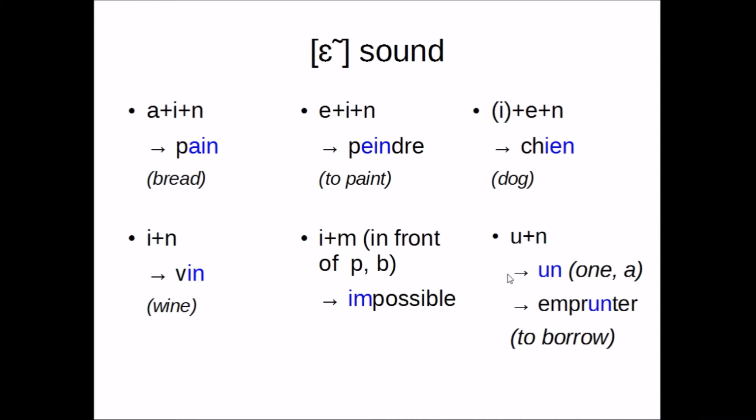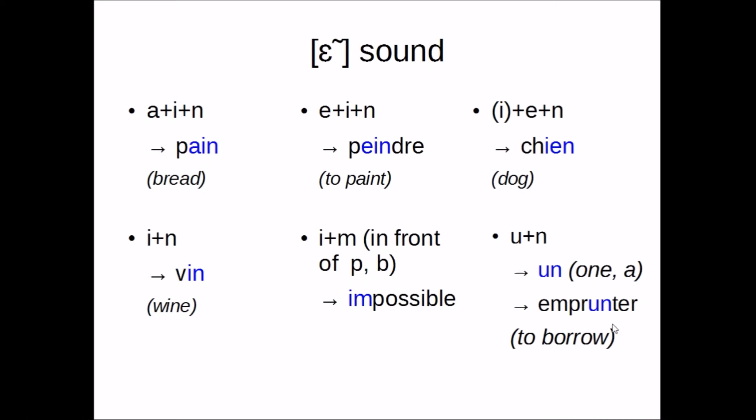The last form of the sound is if you have a U followed by an N, you will say "un" as well. So as in the word un, which means one, as in 1, 2, 3, 4, 5, or it can also mean a, meaning, for example, a table. No, not a table because it's feminine. A computer. In French, it's un ordinateur. And it is also in the word emprunter, which means to borrow something.